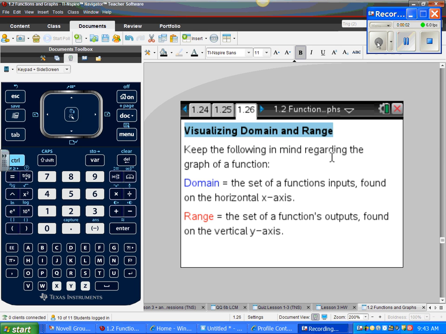Okay, so this is the continuation of lesson 1.2 for Mrs. Cucci's Precalculus Now class. You should be on page 1.26 of 1.2 in your calculators.